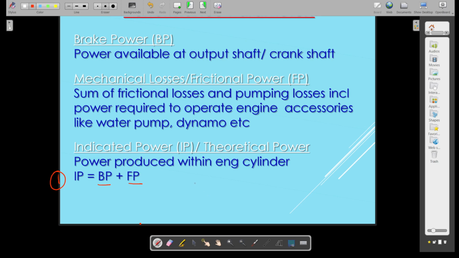So the engine is developing power. This engine power, the power which is developed inside the cylinder, is called indicated power, and that is brake power plus frictional power.